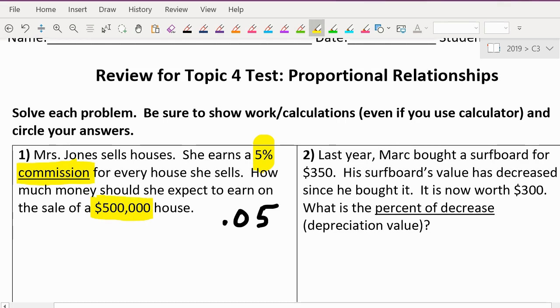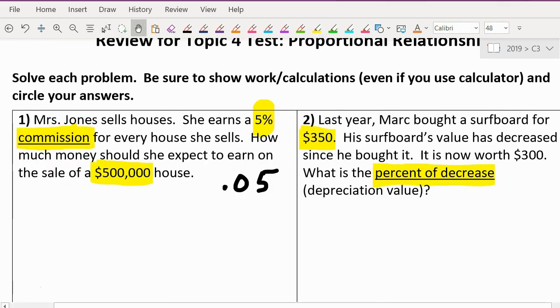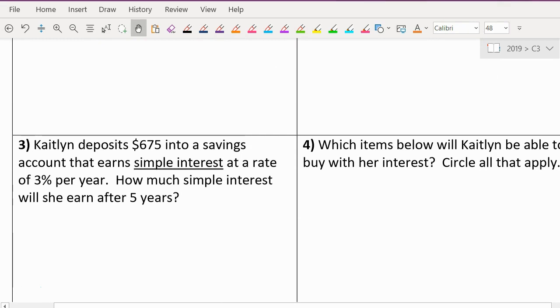Okay. What's in number 2? What's the keyword? Yeah, percent of decrease. All right, so we need to find how much it decreased. Okay, so we might need to subtract first on this one, and then find what percent that is of the original. What percent is that of the original? Okay, so that one's going to have a couple steps to it. All right, what about number 3?